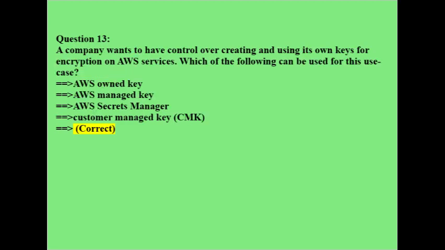Question 13. A company wants to have control over creating and using its own keys for encryption on AWS services. Which of the following can be used for this use case? Option: AWS owned key. Option: AWS managed key. Option: AWS Secrets Manager. Option: Customer Managed Key, CMK. Hence correct answer is Option: Customer Managed Key, CMK.